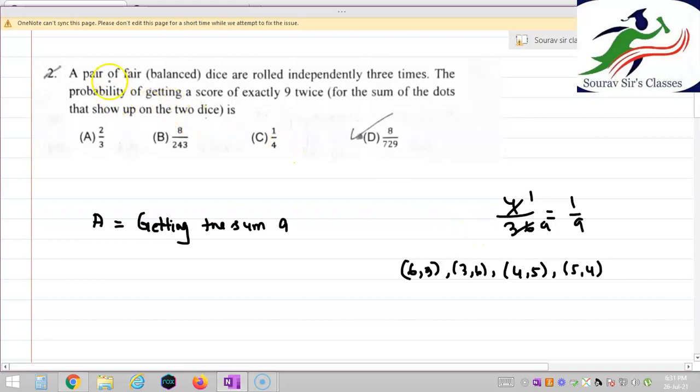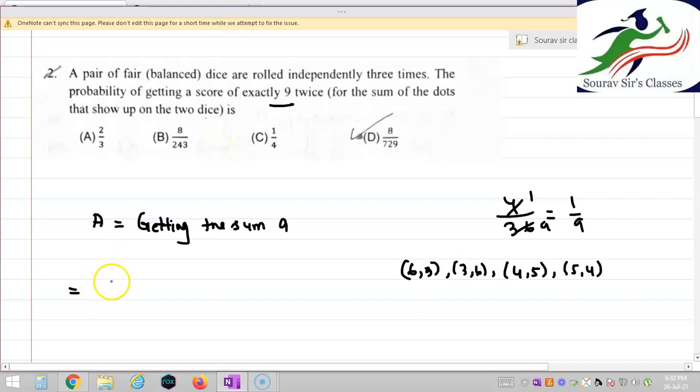They are saying that the pair of fair dice is rolled independently 3 times, and we need the probability of getting the score of exactly 9 twice. So we need to get the sum 9 twice. Observe the question. Suppose you throw a pair of dice and you get the sum 9 the first time. Again the next time you throw the dice and get the sum 9. So you got the sum 9 twice. The question says exactly 9, so the next time you cannot get 9. Are you getting my point?